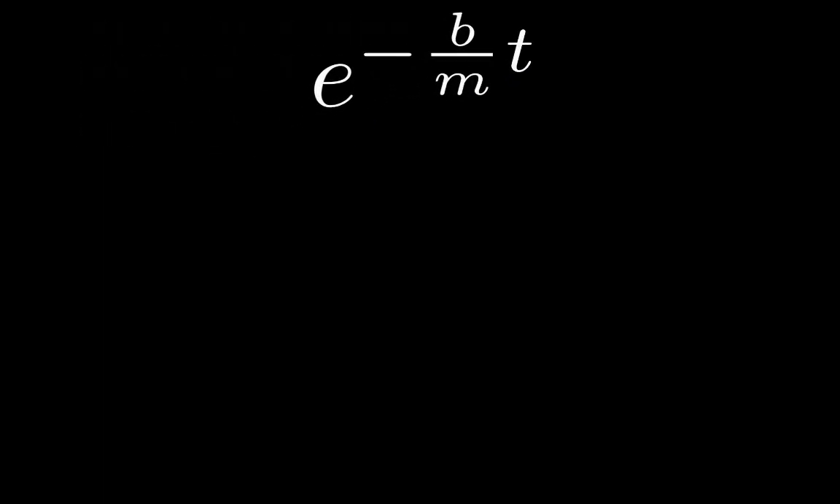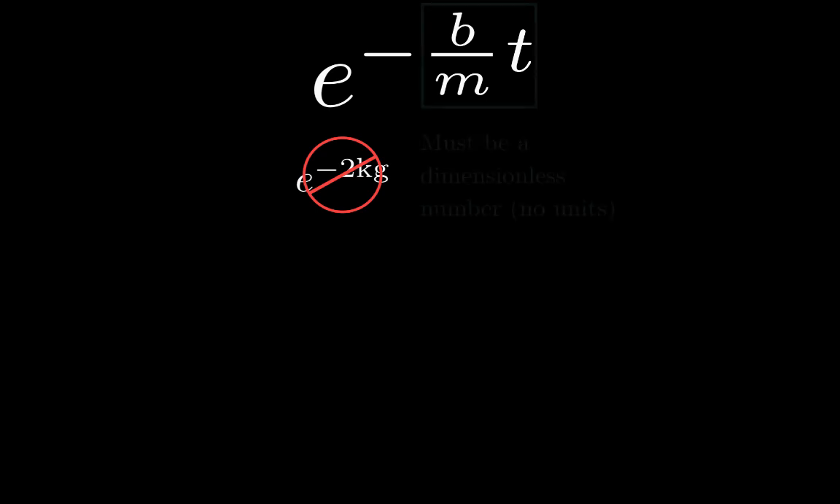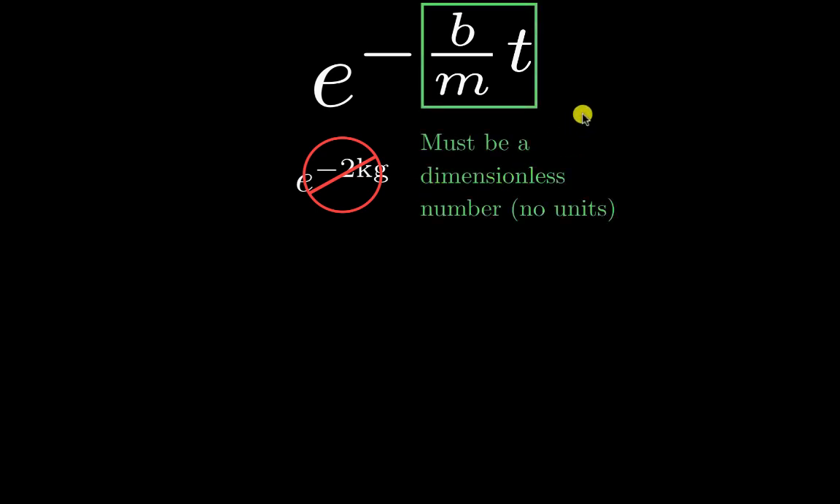And this is really where we get into some of the details about exponential functions. So the first thing is if we have an exponential function here, like e to the minus b over m times t, anytime we have an exponential, the argument of the exponential, or the exponent of this exponential, can't have units. It doesn't make any sense to talk about e to the power of minus 2 kilograms. That just doesn't even make sense. We don't know how to raise something to the power of a kilogram. So what that means is that the argument of the exponential function must be a dimensionless number with no units.